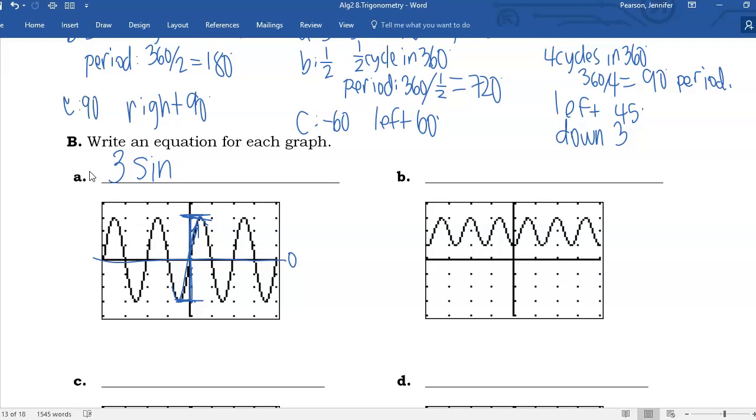Next, we're looking at our period. This is what we talked about today. So this is 360 degrees. I count 1 period, 2 periods. So B is 2.